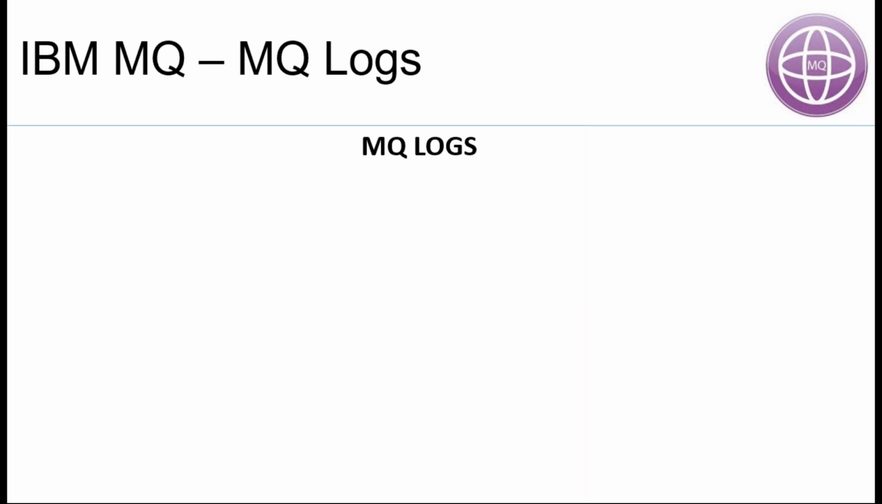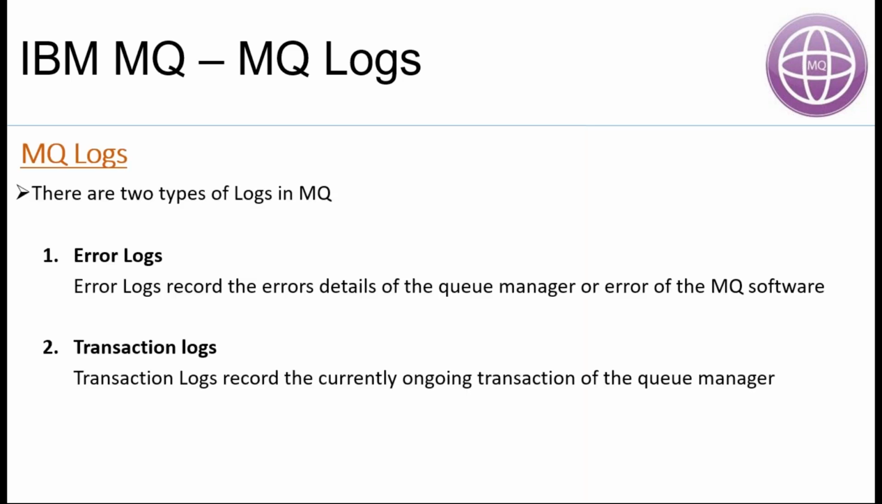Sir, what exactly does transaction log mean? For example, you have created a local queue inside the queue manager. That is a transaction related to the queue manager, so that will be recorded in the transaction log of the queue manager. Or an application connected to the queue manager is pushing a message to the queue manager. That is a transaction related to the queue manager, so that will be recorded inside the transaction logs of MQ. Okay, fine, sir. How that is going to happen, we are going to see in the next session. Today we are going to concentrate on the error logs only.